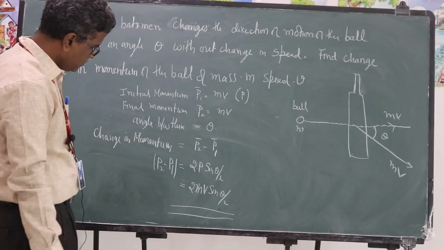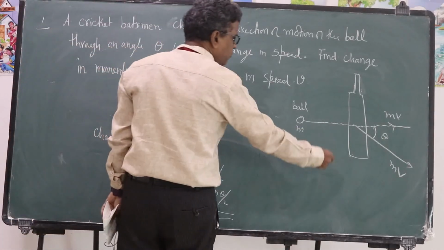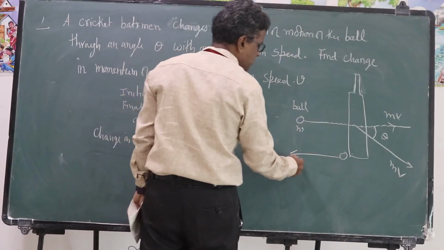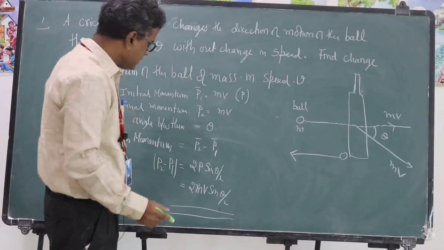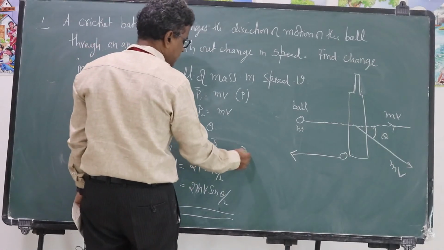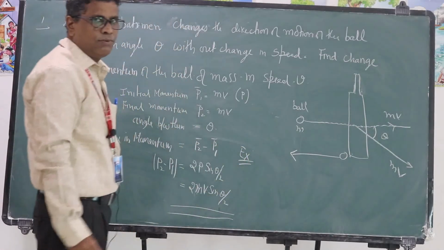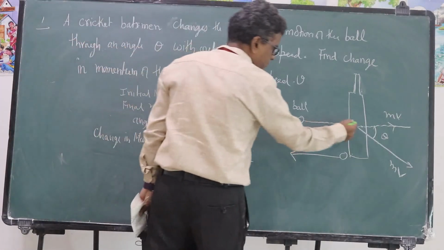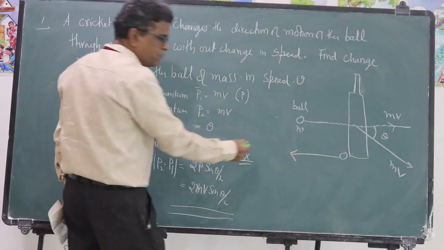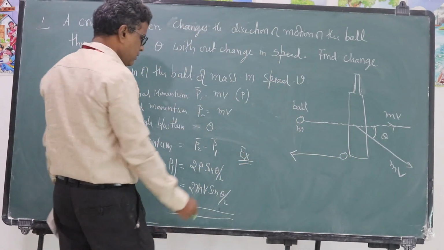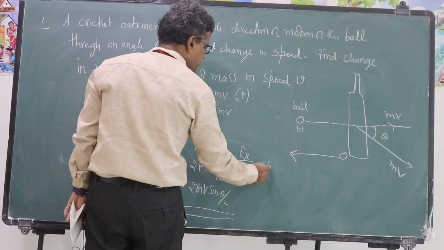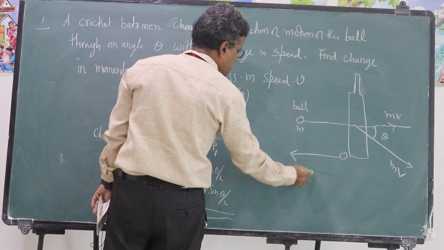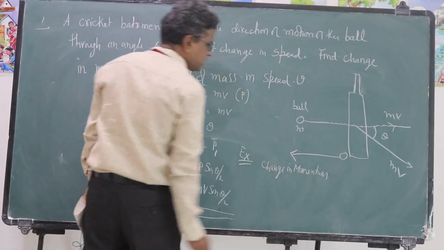Now suppose the ball moves back after hitting the bat. You take this example, how we will solve it in the problems. Suppose the ball, after hitting the bat, moves back with the same speed. Then what is the change in momentum in this case? Can you say? What is theta here?